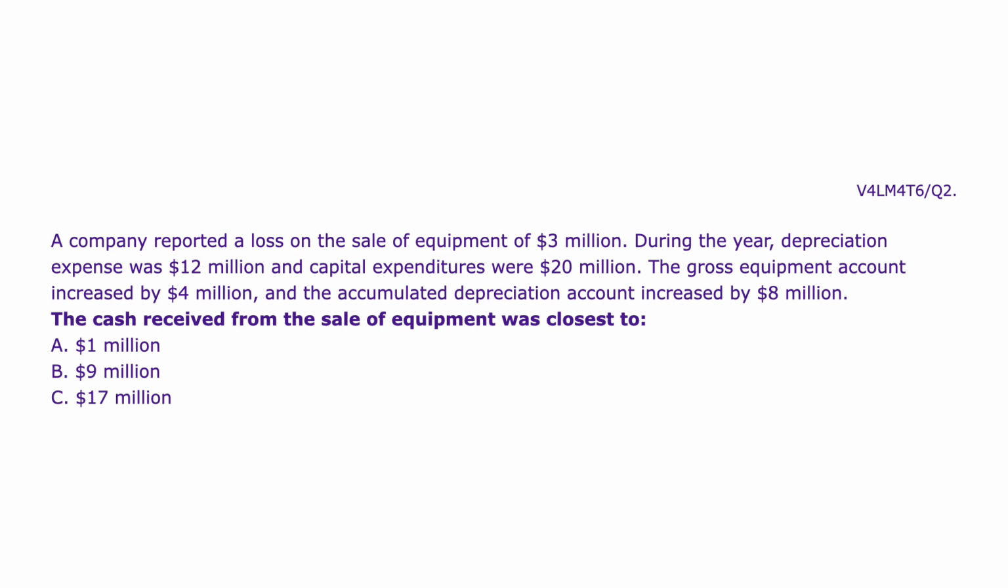The cash received from the sale of equipment was closest to A. $1 million, B. $9 million, C. $17 million.